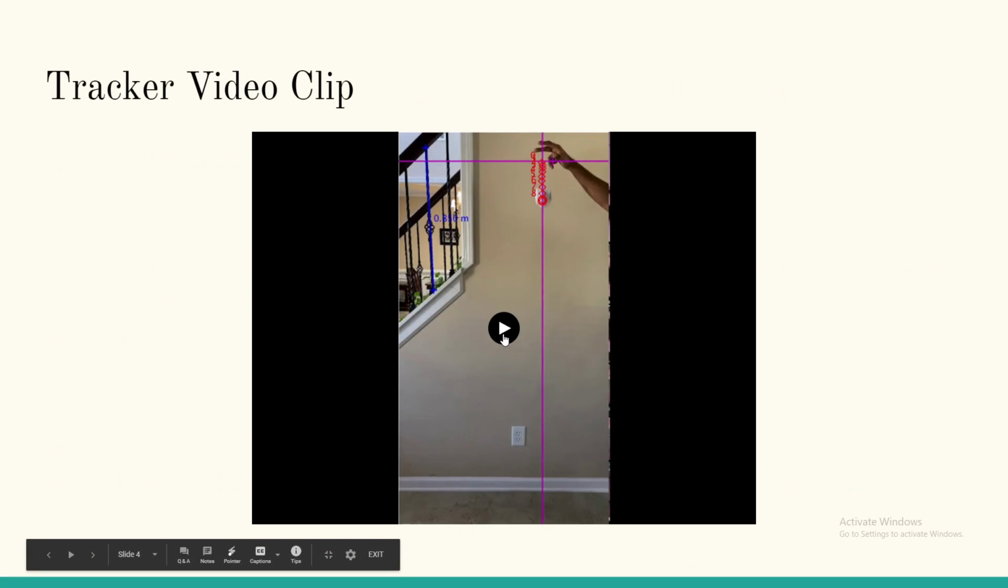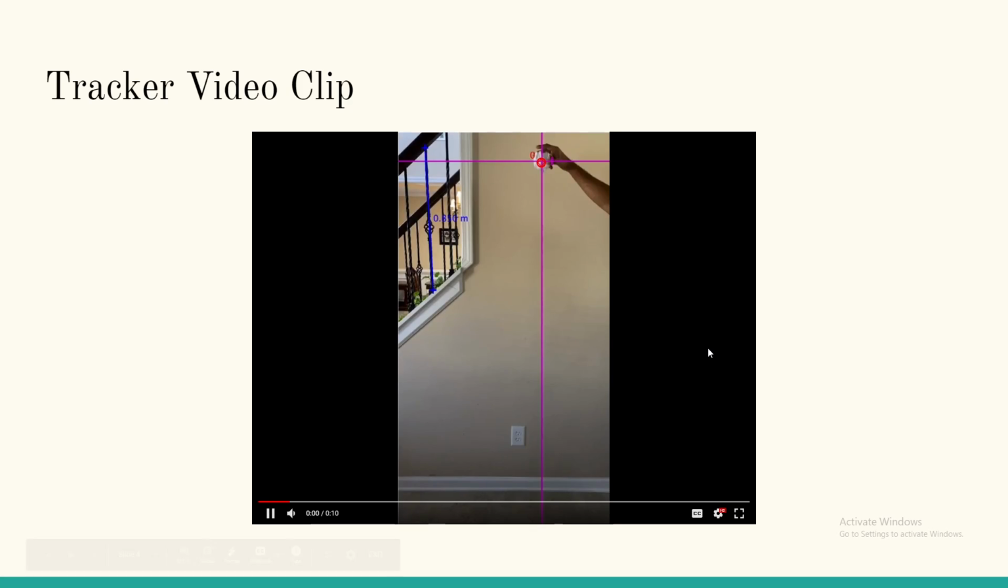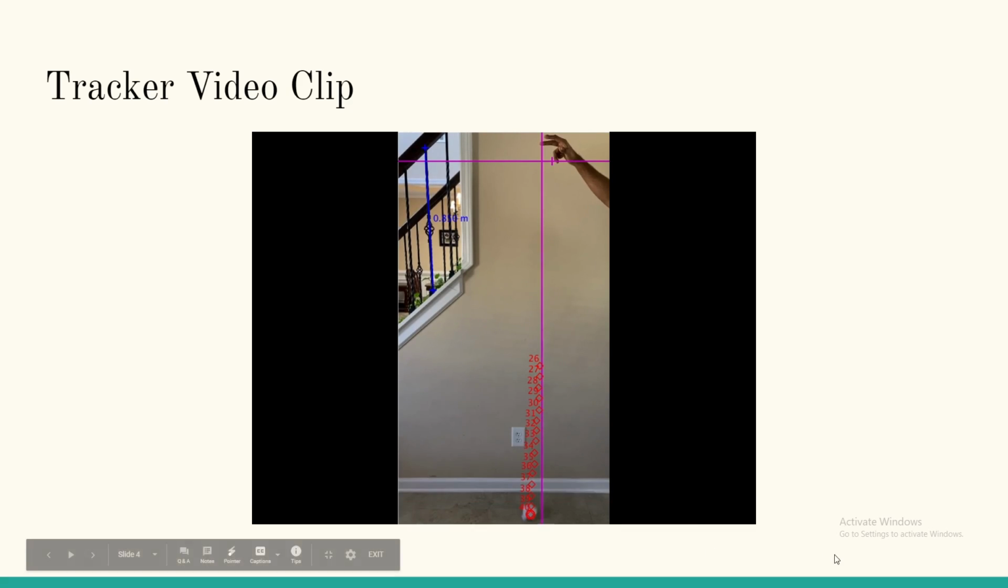Here's the actual Tracker video clip that I analyzed. As you can see, the ball, or the crumpled up sheet of paper, just drops toward the ground, and the data points were plotted as such.